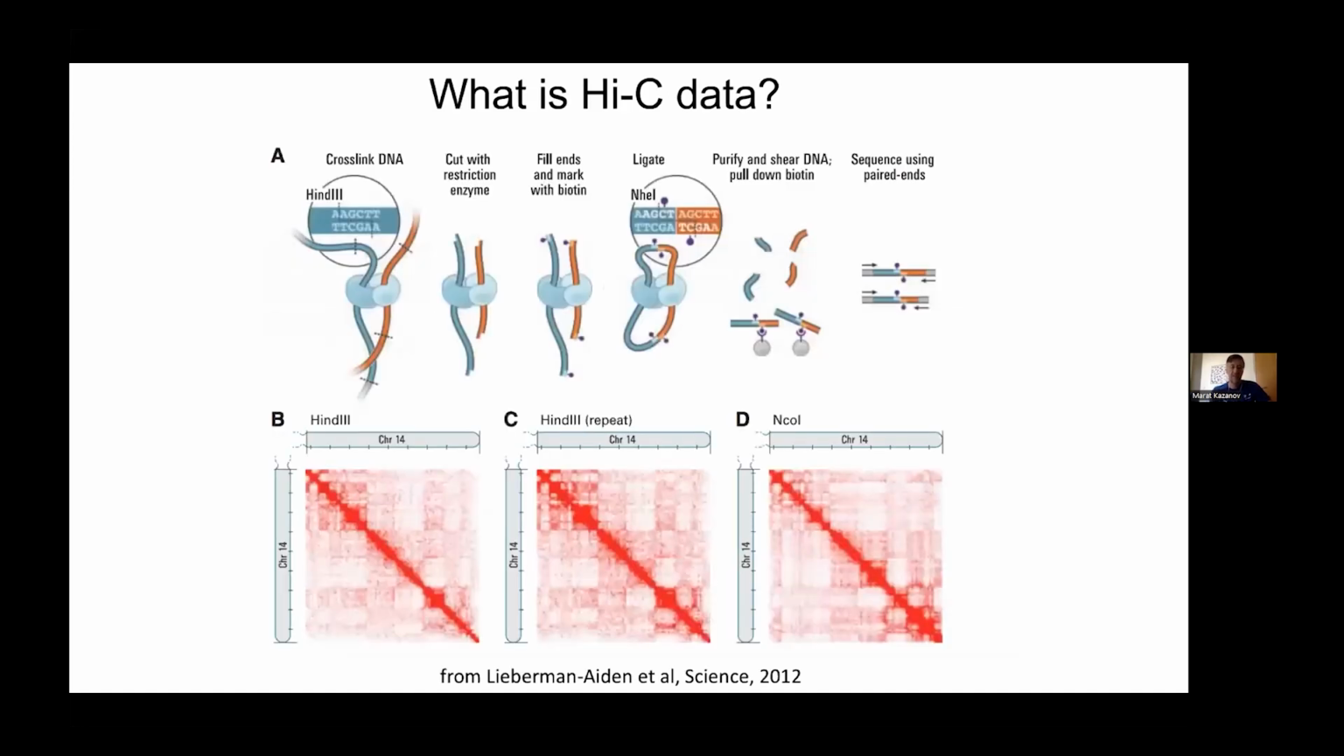So what is Hi-C data? Hi-C is a method which allows finding the 3D association of different DNA loci. It allows cross-linking of DNA located closely in 3D space, and then sequencing it and finding the association between the different regions of DNA in 3D space.